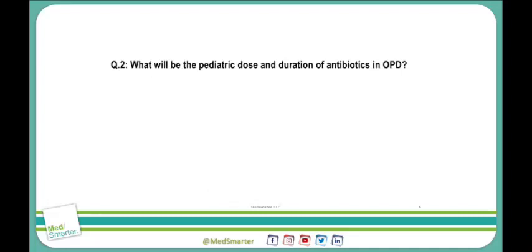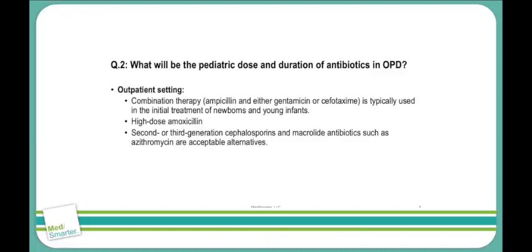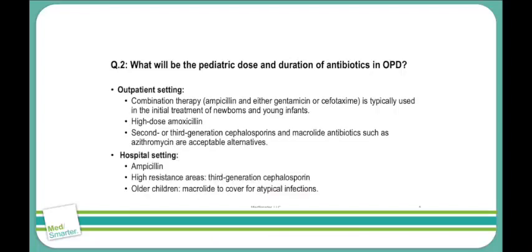Number 2, what will be the pediatric dose and duration of antibiotic in OPD? It's the same question from previous.